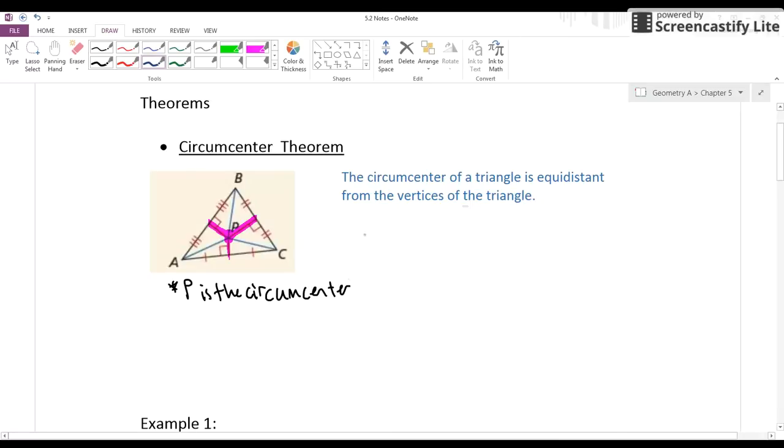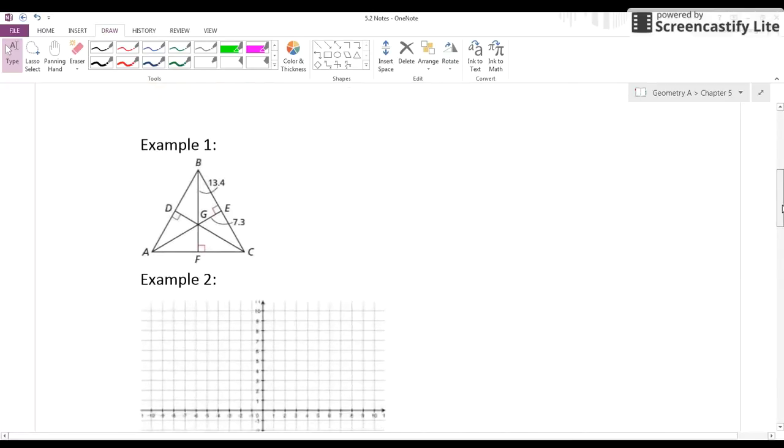So if I know P is the circumcenter of triangle ABC, that's given, then what I can conclude is that the distance from P to each vertex, so PA, is going to be the same as PB, which is going to be the same as PC. So that's what equidistant means. And that is your circumcenter theorem. Let's go ahead and use that circumcenter theorem for our first example.